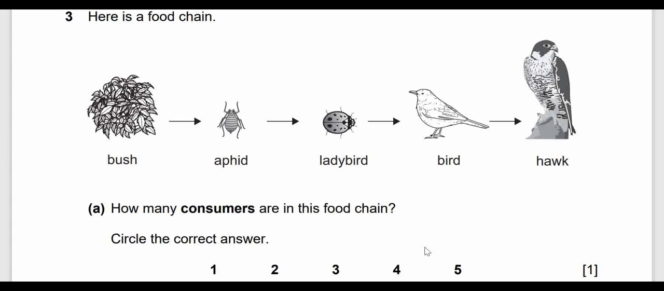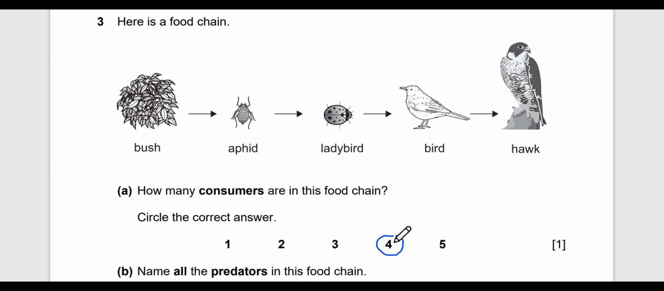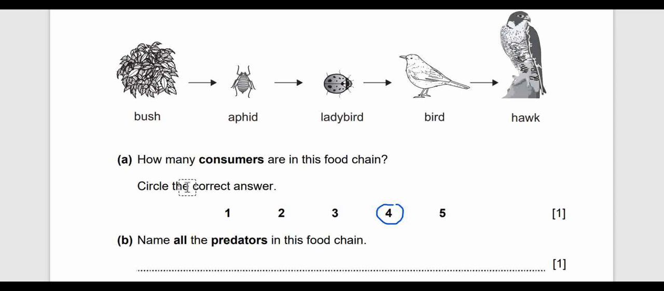Alright, let's open up the answer. Okay, here we go. There are 4 consumers. Start from here: this one is the first, primary consumer, then secondary consumer, tertiary consumer, and quaternary consumer. So these are all consumers: 4, 1, 2, 3, 4. Next, question B. Name all the predators in this food chain. 10 seconds from now.